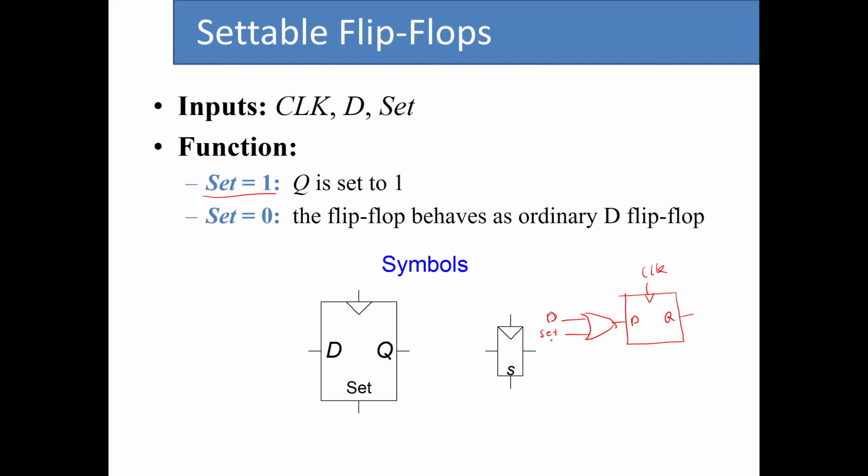If set is 1, that makes the output here 1, which makes Q become 1 on the next rising edge of the clock. When set is 0, then the output here is going to be D. So if D is 0, Q becomes 0. If D is 1, Q becomes 1. So that is a settable flip-flop.